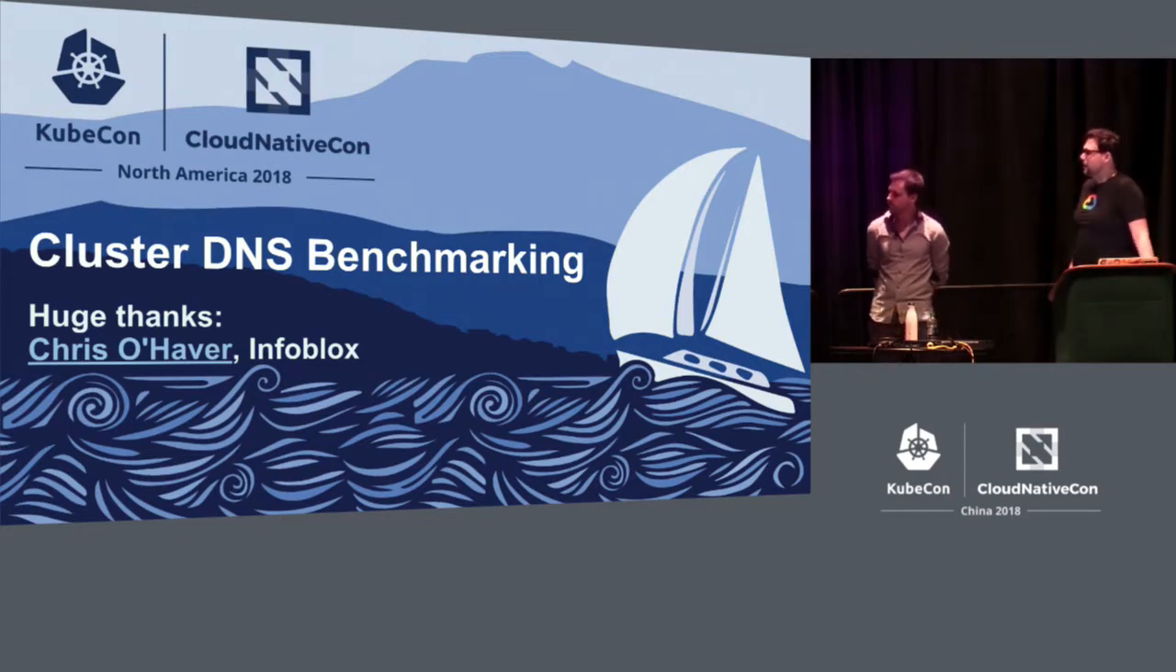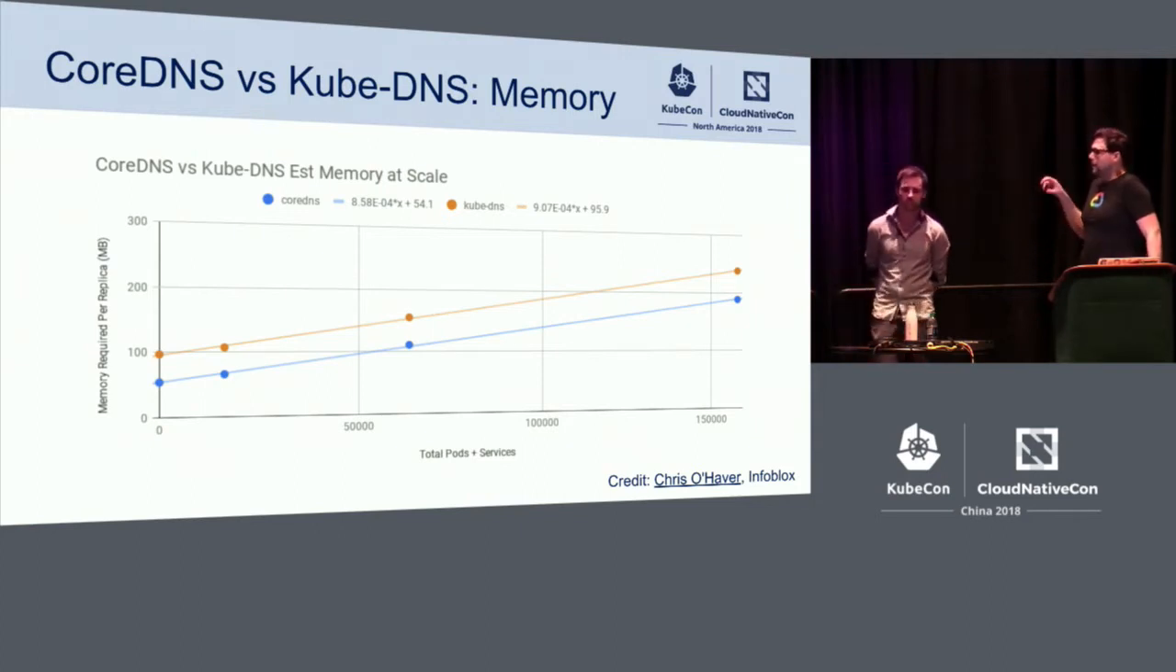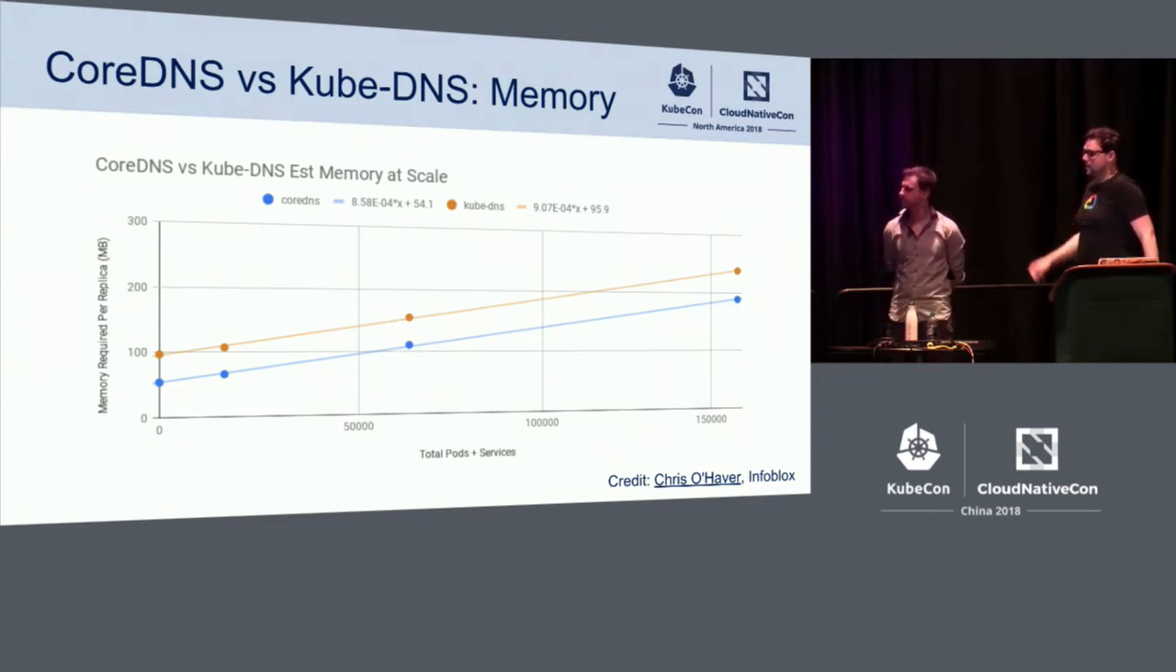On to cluster DNS benchmarking, and this is another huge thanks to Chris O'Haver from Infoblox, who did this work when CoreDNS was made available in 1.11, in order to verify that it was a good solution for the cluster DNS itself. What he did was run the normal Kubernetes scaling benchmarks that happen when you integrate a PR, with several thousand clusters, going up to over 100,000 pods and services, and then also added the memory delta that was observed when hitting both CoreDNS and KubeDNS at their highest QPS.